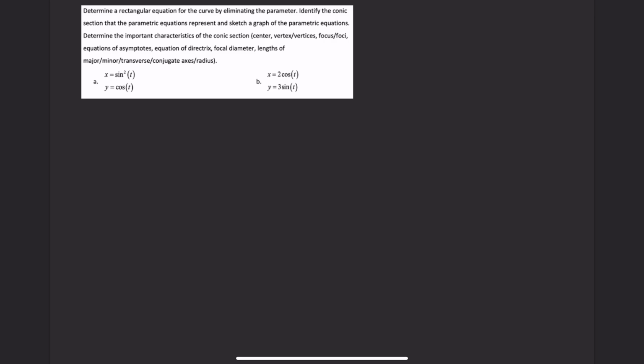Okay, for this problem, determine a rectangular equation for the curve by eliminating the parameter. So we're asked to find the conic section given these equations. Let's begin with b. Since we have x equals 2 cosine t, and y equals 3 sine of t, in order to eliminate the parameter here, what we need to do is solve for just cosine and sine. So here we'll have x over 2 equals cosine t, and then y over 3 equals sine of t.